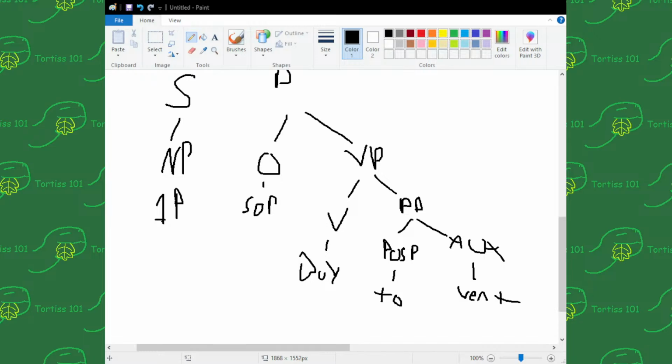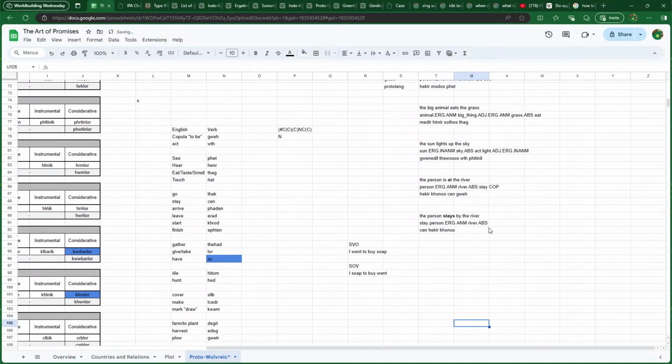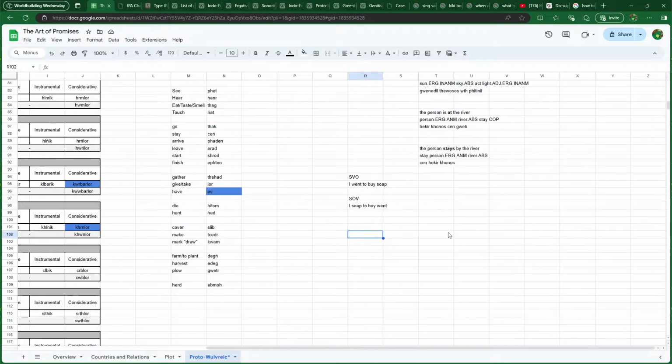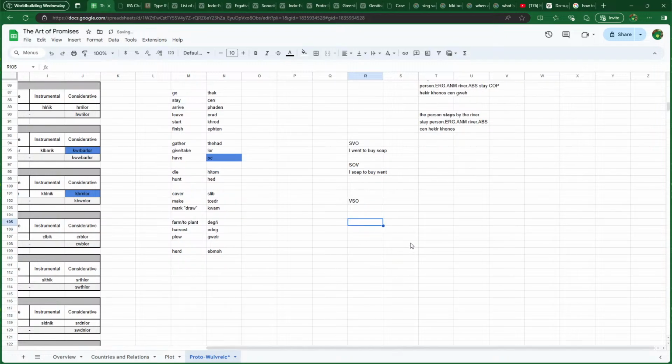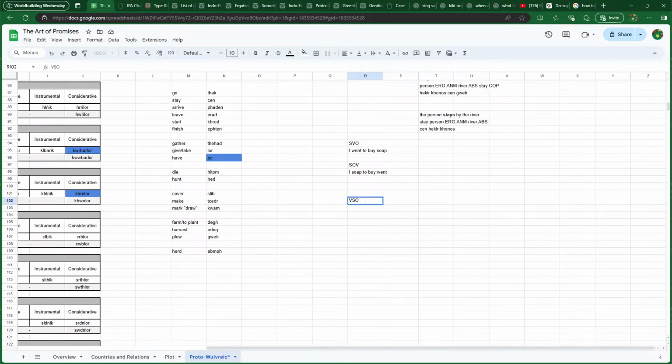Okay, so basically, the way I have it here is the correct one. I soap to buy went. Although we also have VSO word order, so postpositions don't work in that, right? You need prepositions. No, that's how that works.